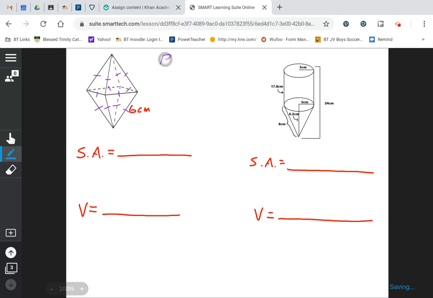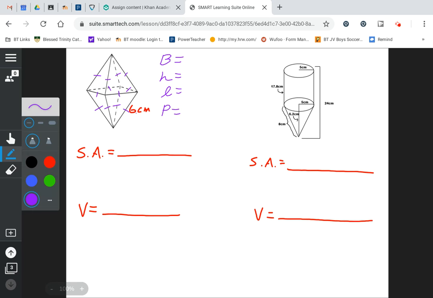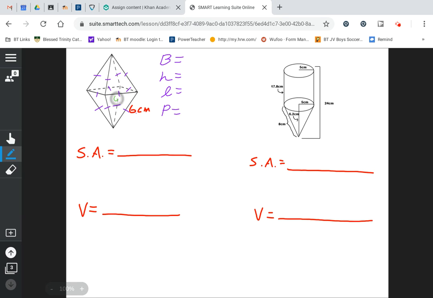Now, I'm still going to write down the same things we need. B, H, L, and all that good stuff for base, height, L, and we need perimeter as well. Now, a couple of these things we can find. One thing we can find out real quickly. Since this is 6, we know that everything has to be 6, which means this is 6, this is 6, this is 6, this is 6. So if we look at this as a pyramid on top of a pyramid, because that's what it is, a square pyramid on top of a square pyramid, then the perimeter of that pyramid, or the base, is going to be 6 times 4, which is 24.